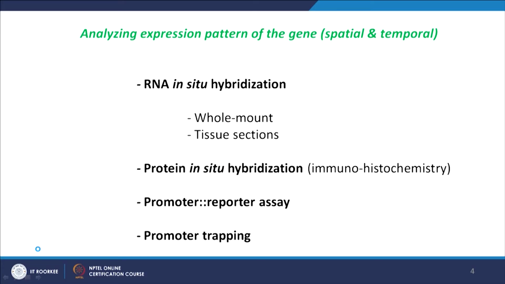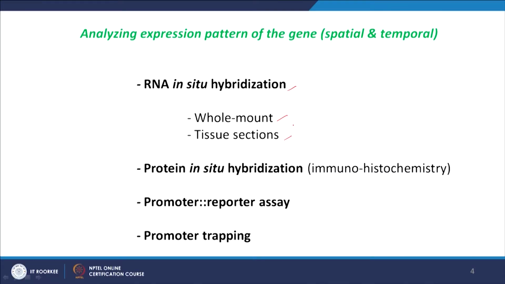There are several ways to analyze expression pattern, particularly spatial and temporal. One way is RNA in situ hybridization. Here you can do it in whole mount tissue or tissue sections. In whole mount tissue you can take a full organ or full structure, probe that with a gene specific probe, and then identify where a particular gene is expressed.